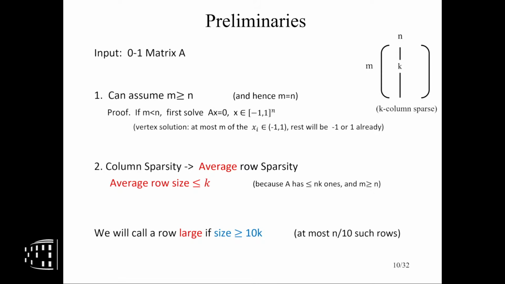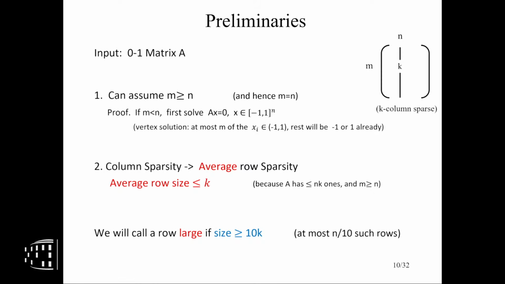So you can translate column sparsity of k to average row sparsity. Why is that? Again, it's a totally trivial argument, but we'll use it again and again. So let's go over it. If you look at the total number of ones in this matrix, it's at most n times k. But m is at least n, so just by averaging. This stupid idea will come again and again in various disguises.